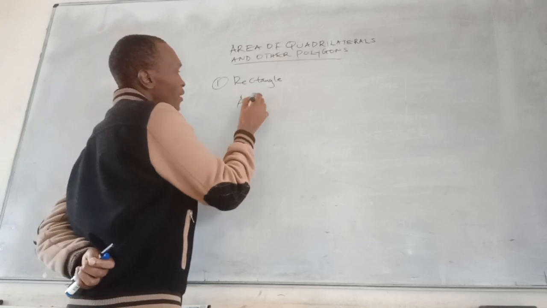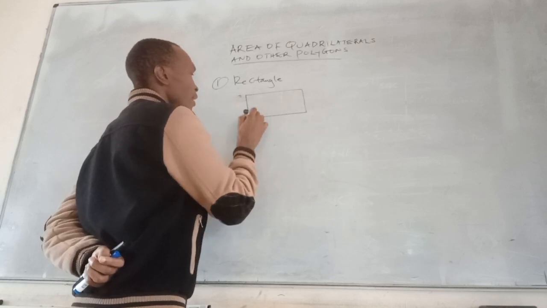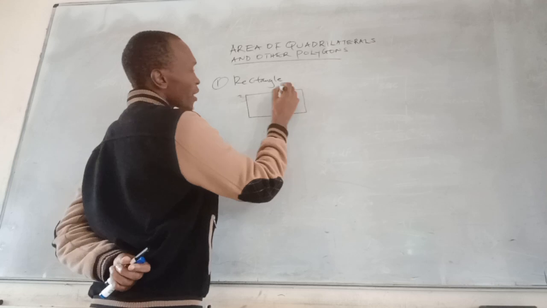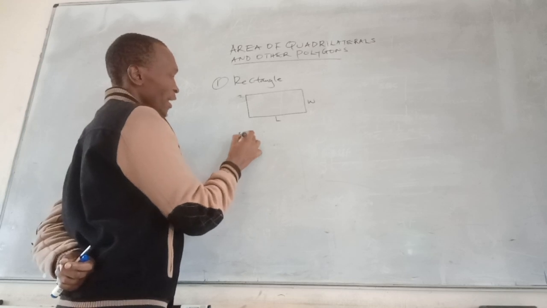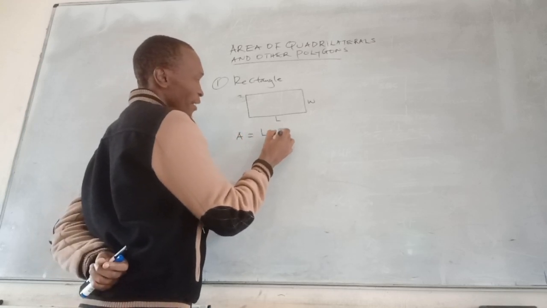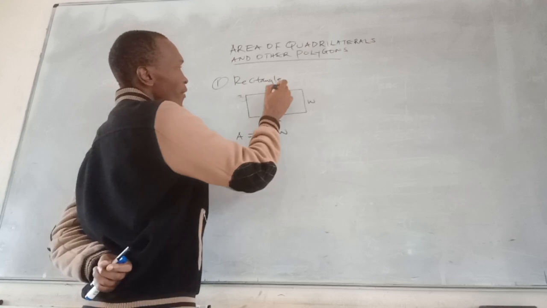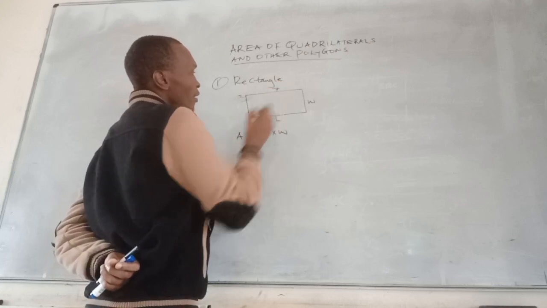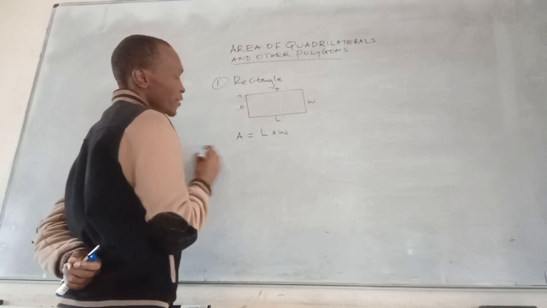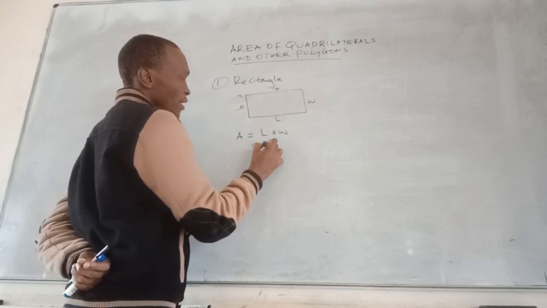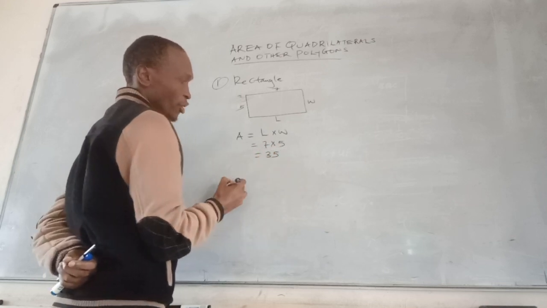The area of a rectangle can be represented by that. We have the length and the width. So here we say area is equal to length times width. So an example, if our rectangle has a length of 7 and a width of 5, then we can say that area equals 7 times 5, which is 35 square units.